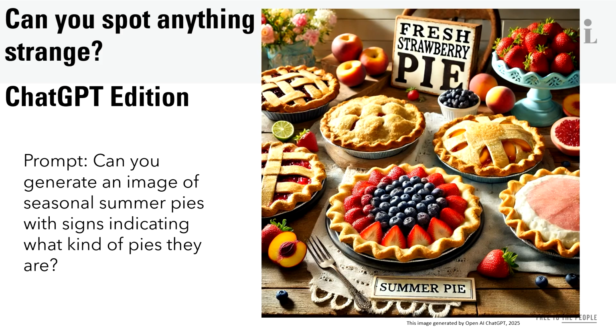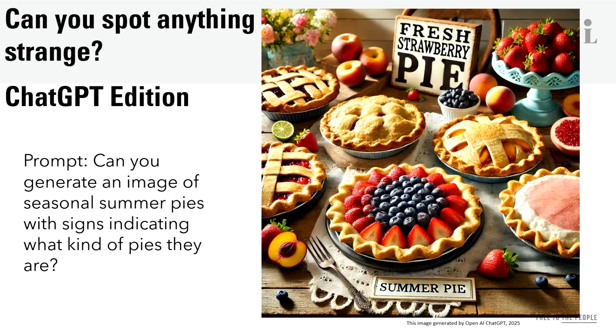And it's already clear that ChatGPT has done much better with the actual words in these images. There's no really egregious misspellings. Although the sign that says summer pie doesn't really answer the prompt. So it does get some marks off with that. Well, there does seem to be a greater variety of pies depicted here. That's good. It's not just all blueberry, strawberry.